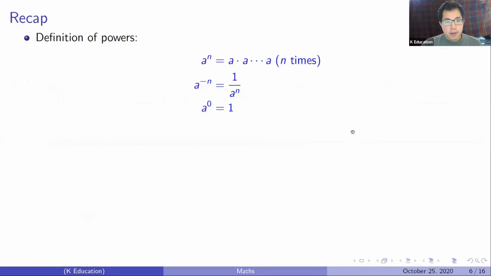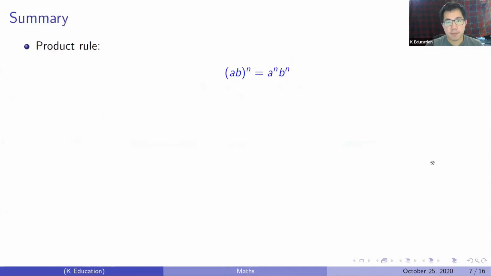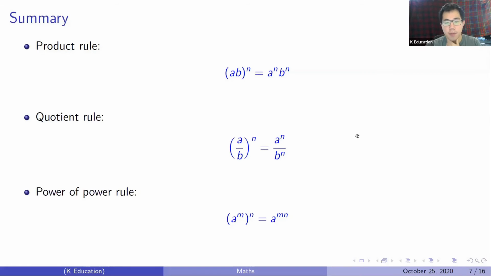Okay, so again, quick recap about powers. You've seen this many times now, but it's really important, so I put it there over and over again. Multiplication rule, division rule, you subtract the powers, product rule, (ab) to the n, all that stuff. Quotient rule, right? Still the same kind of thing, and power of power rule. So these are all the rules you're going to be using a lot.